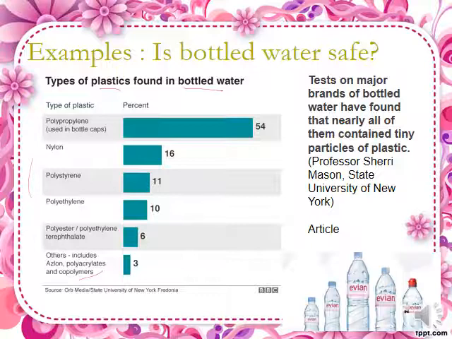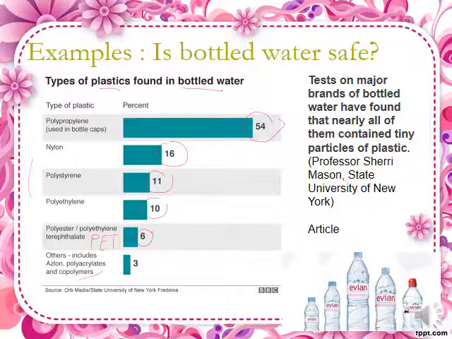Bottles made of PP, polypropylene, have 54% of tiny particles of plastic, followed by plastic made of nylon, 16%, and then polystyrene, PS, 11, polyethylene, 10, polyester or polyethylene terephthalate, PET, 6. So this is the common plastic used for mineral water bottles.